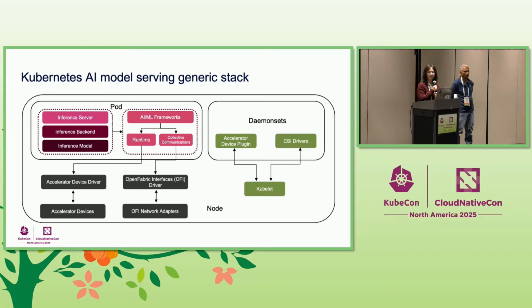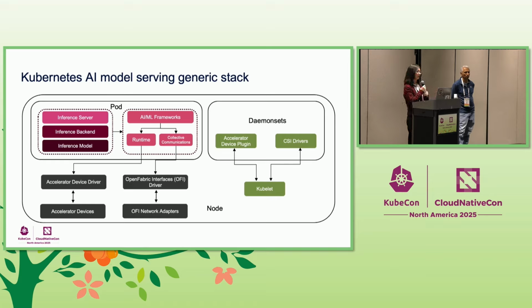And inside of the pod, we have the inference server, which handles the incoming requests and outgoing responses. And then we have the inference backend, which runs the actual inference engine or crunches the compute for inference to happen. And then we have the model itself. And supporting that are the various AI/ML frameworks, such as PyTorch, TensorFlow, and so on. And a runtime environment, if you're running on GPUs, it will be CUDA, and some collective communication primitives like all-reduce, all-gather. So that's the top left part.